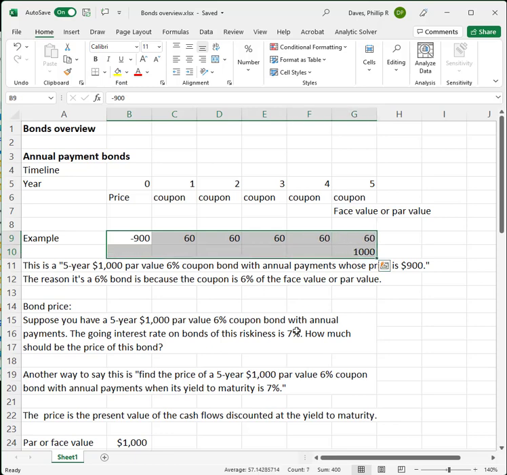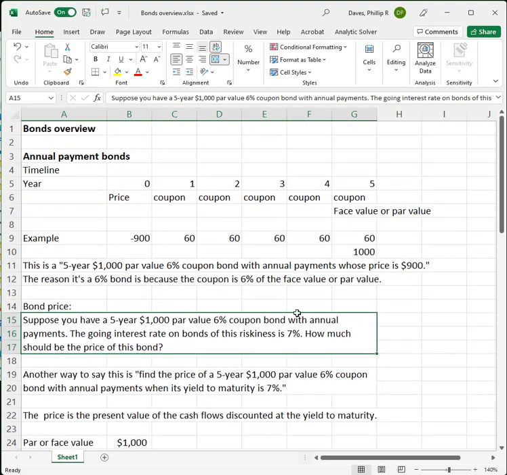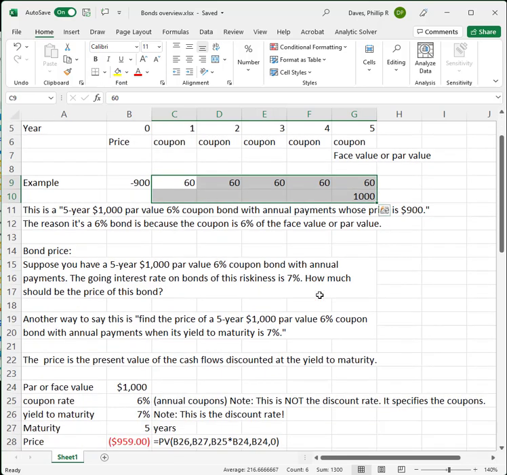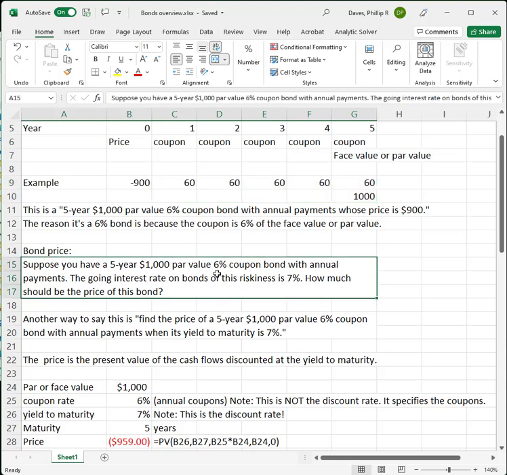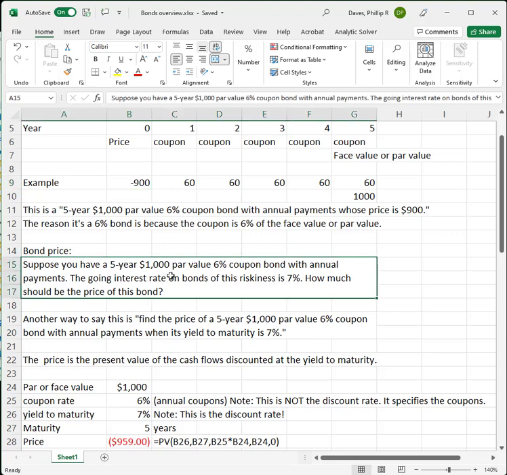Now let's suppose that you've got a 5-year, $1,000 par value 6% coupon bond. That would be this one, the one that has 60, 60, 60, 60, 60 for 5 years, and then $1,000 at the end. And suppose that for investments of this riskiness, the appropriate discount rate, the appropriate rate of return is 7%. Then how much should that bond be worth? How much should you pay for such a thing? So maybe you're not going to pay $900, it's some other amount. How much should that bond be worth if the going interest rate or the going rate of return on these bonds is 7%?